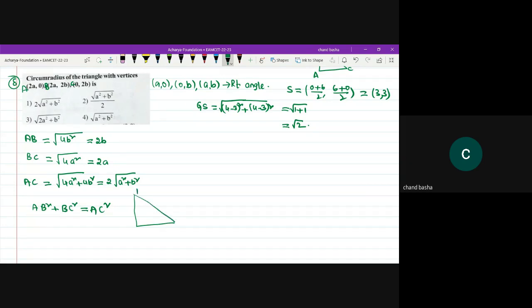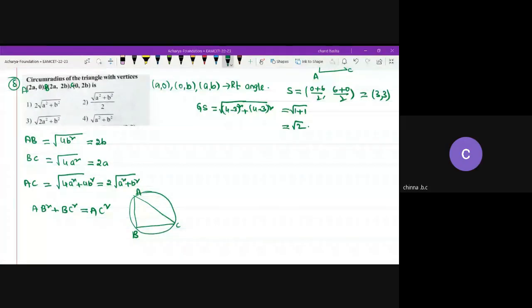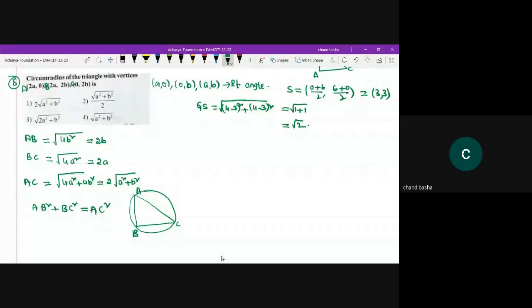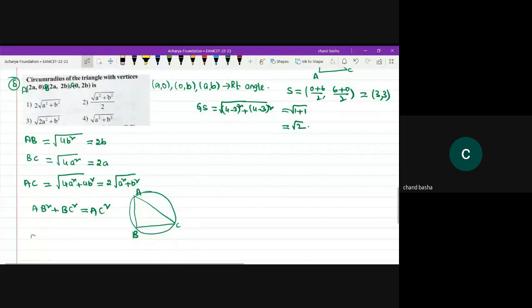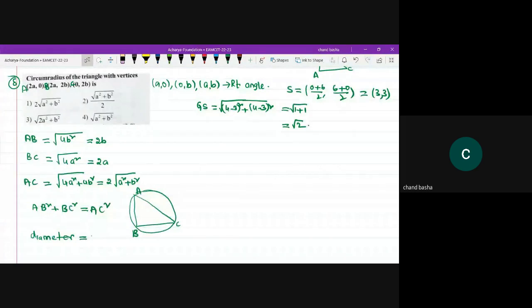So let's have this as A, right angle at B, and it is C. If you are observing, AC is the diameter of the circle. What is the diameter of the circle? It is AC. Diameter is equal to AC. So AC we already found here, 2 times under the root of a square plus b square.